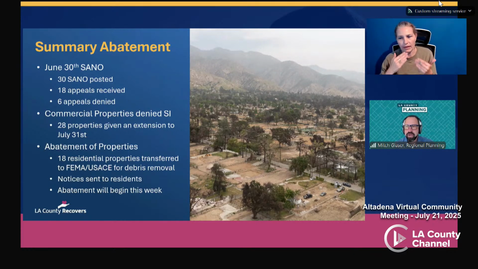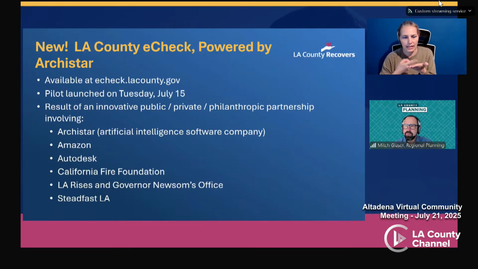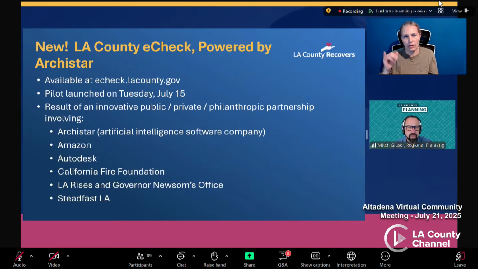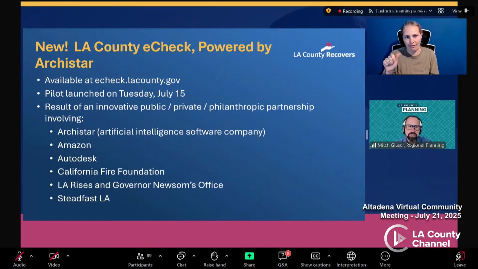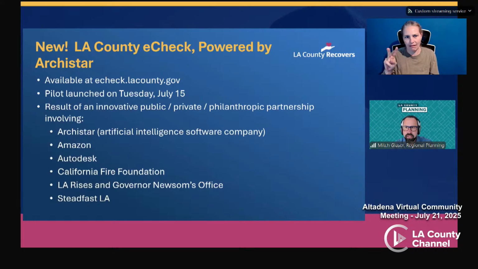Good afternoon, everybody. I'm here to talk a little bit more about the ArchiStar launch that the supervisor mentioned at the beginning of the meeting. So it is a new program. It's available at eCheck.lacounty.gov. Our pilot launched just last Tuesday, July 15th.